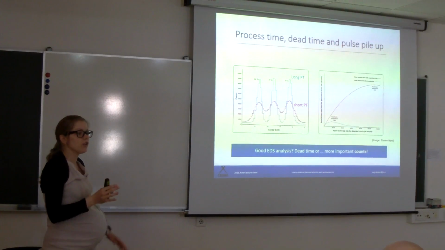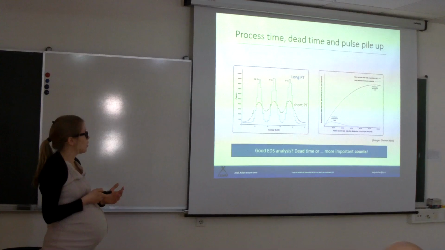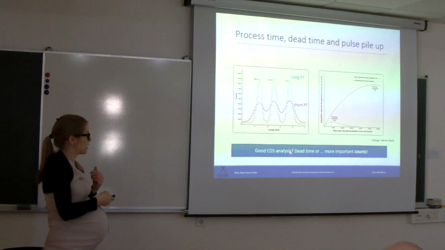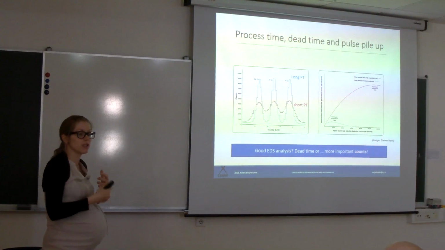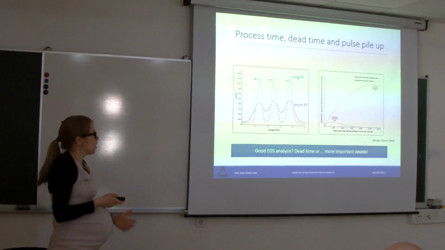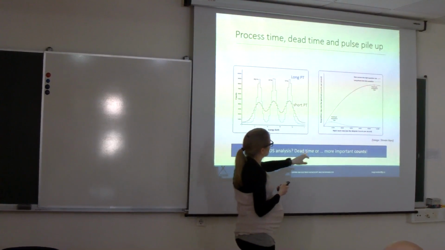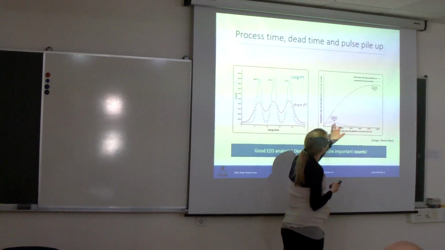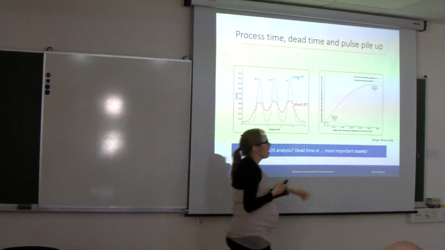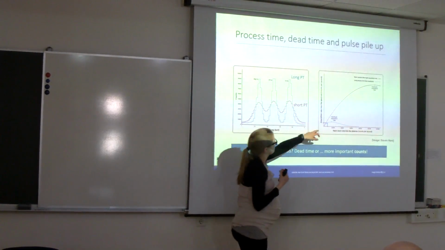So why do you need to have 30% of the dead time? Because for a good EDS analysis, more important than dead time is counts. You need a higher statistic. More counts, more statistic. So these are showing 2 graphs, the long process time and the short process time. What does that mean? And these are the counts.